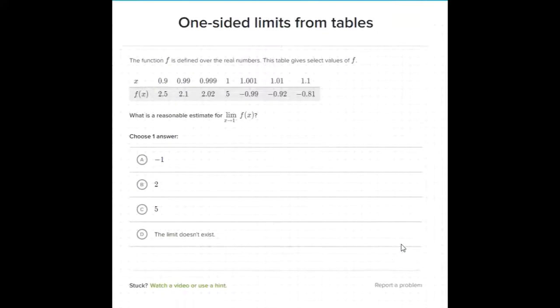Next question. The function f is defined over the real numbers. This table gives select values of f. What is a reasonable estimate for the limit of f of x as x approaches 1? That's faint, but it's a minus sign. So what does that mean? It means from the left. If it's from the left, we don't really care about the values from the right, because we're not trying to do anything with that.